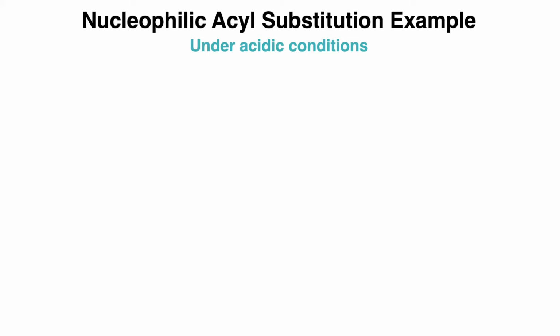Now the mechanism of nucleophilic acyl substitutions is actually dependent on the type of condition the reaction is under. If the reaction is under acidic conditions, you want to make sure that your intermediates are positively charged in order to stay consistent with the particular reaction condition. So let's take a look at this following example. An ester is reacting with sulfuric acid and water.